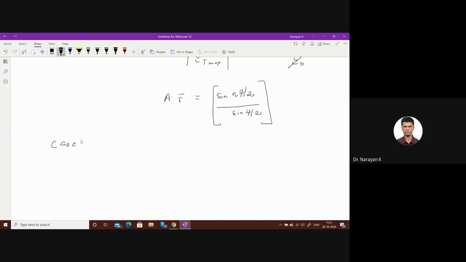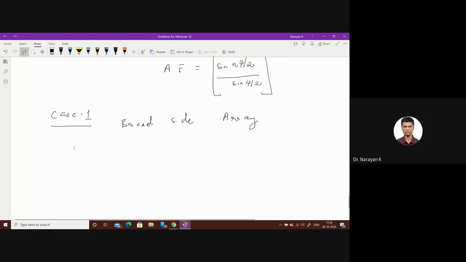Right now, case 1, broadside array. In broadside array, what will be the major lobe direction? What will be the direction of the array? Major lobe: 90 degrees and 270 degrees. Excellent. Who answered that? Mahima, sir. Excellent, Mahima. So this will be 90 degrees or 270 degrees.